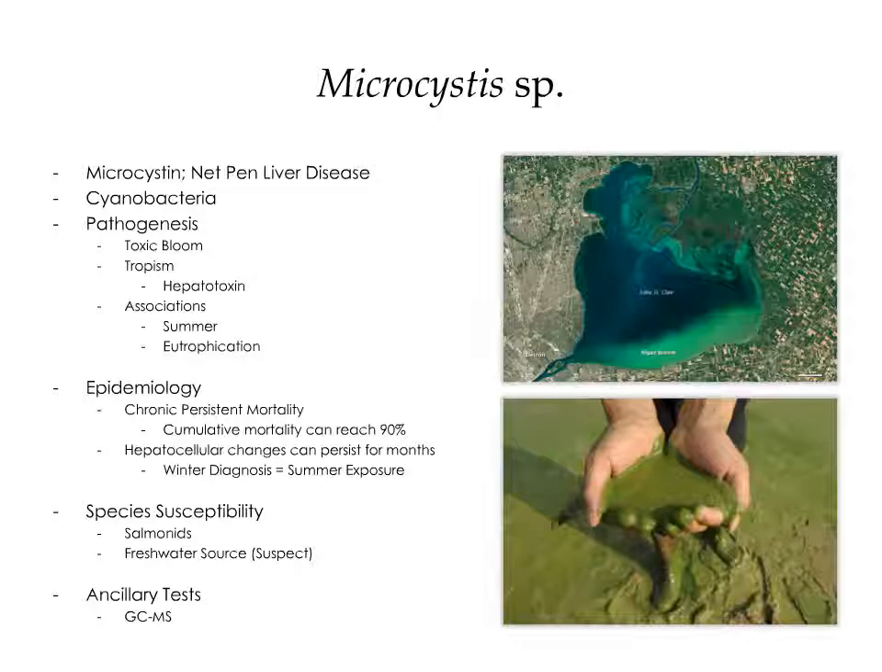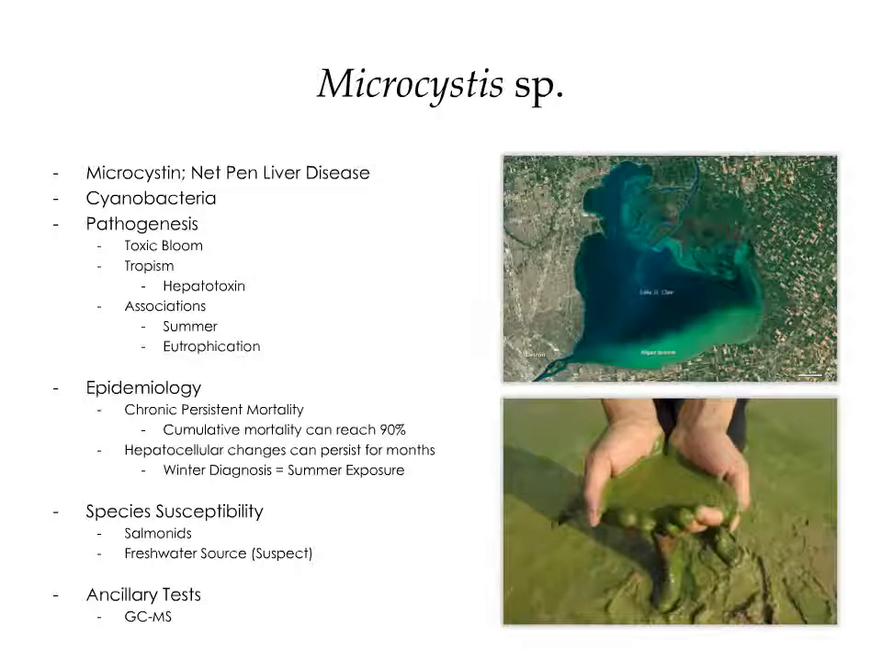In regards to epidemiology, blooms are typically associated with chronic persistent mortality. In some areas, cumulative mortality can reach up to 90%. The hepatocellular changes can persist for months, so if a diagnosis is made in the winter, it's likely the result of summer exposure. This is considered a disease of salmonids in both the freshwater and the marine environment. However, it's likely that the toxin has a freshwater source.